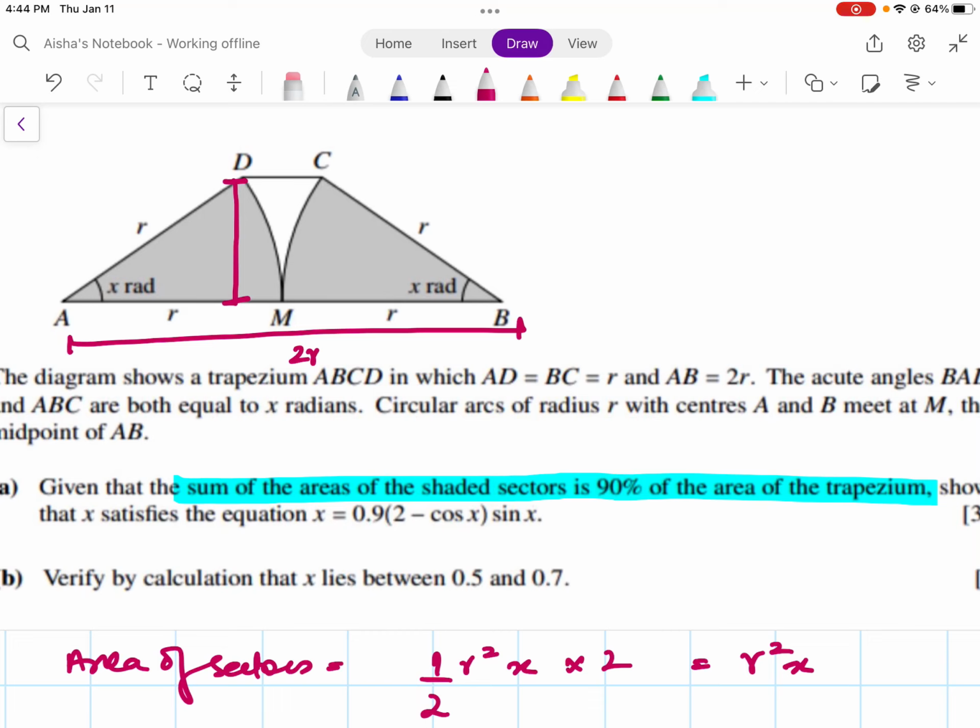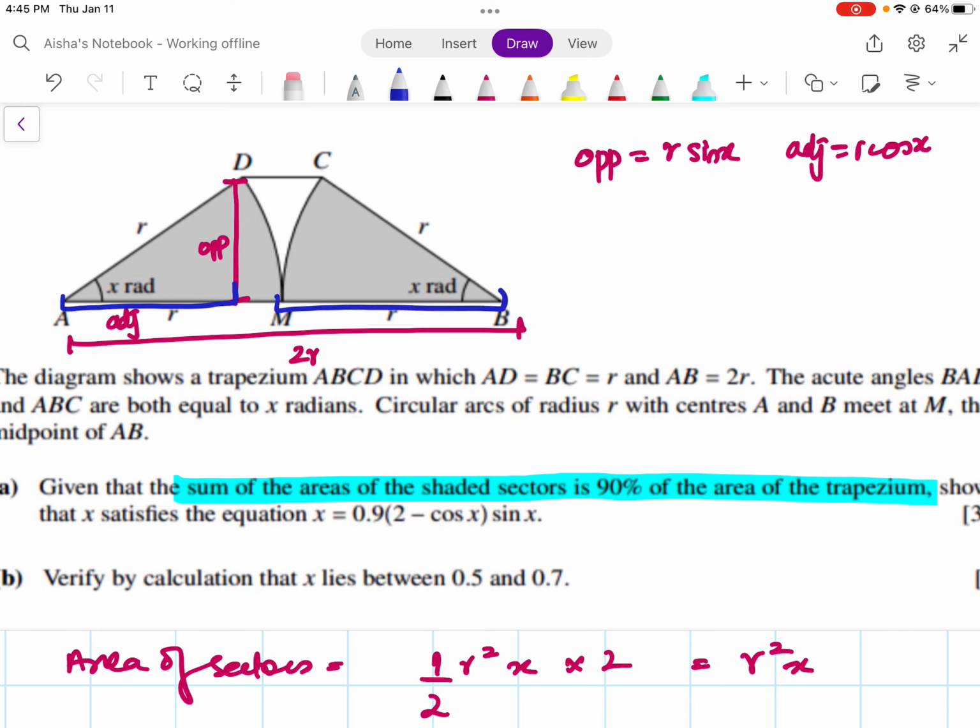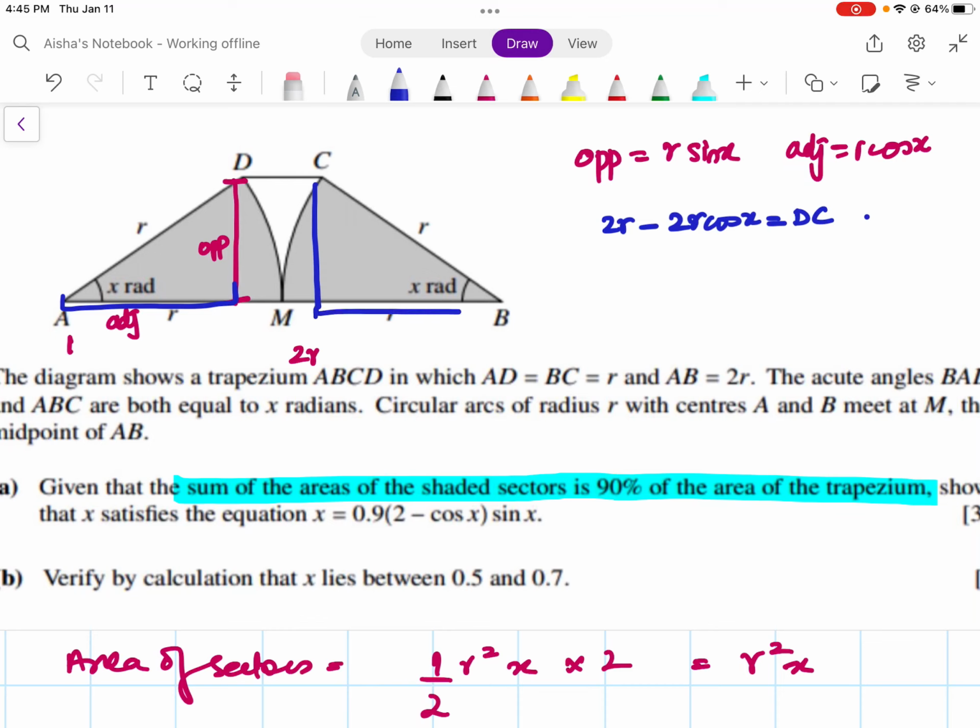With respect to this, this is opposite and this is adjacent. Opposite length will become r sine x. Adjacent length will become r cos x. Make sense, Hassan? This one is r cos x. This is also r cos x, the blue region. 2r minus 2r cos x will give me the length of DC, right? Which is this length. So this is DC. Make sense?